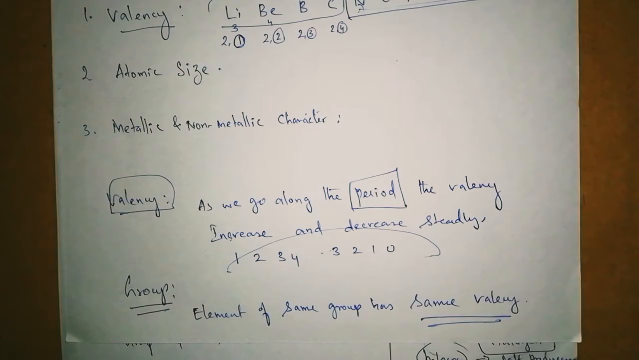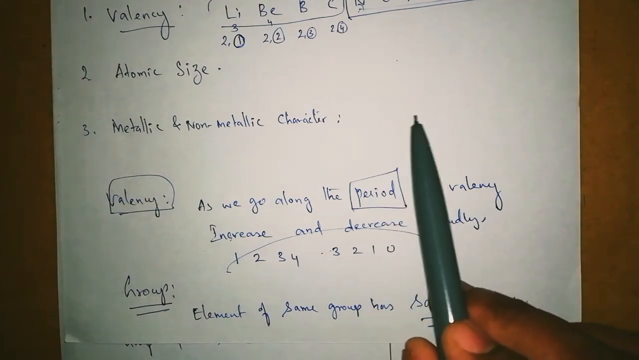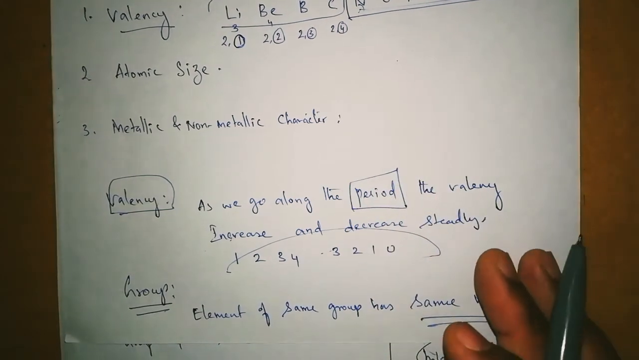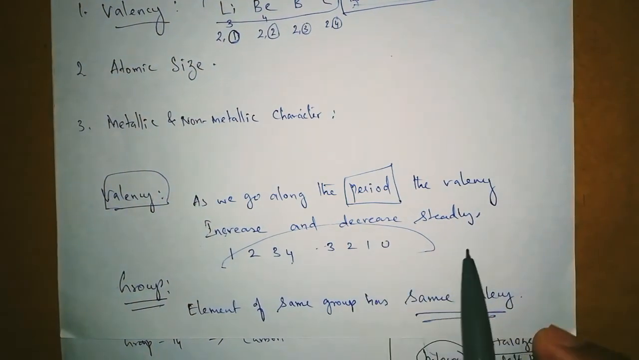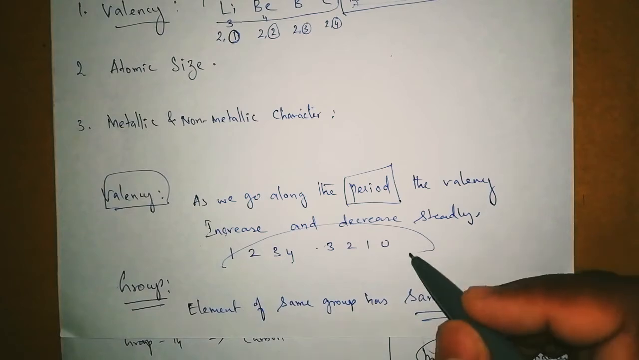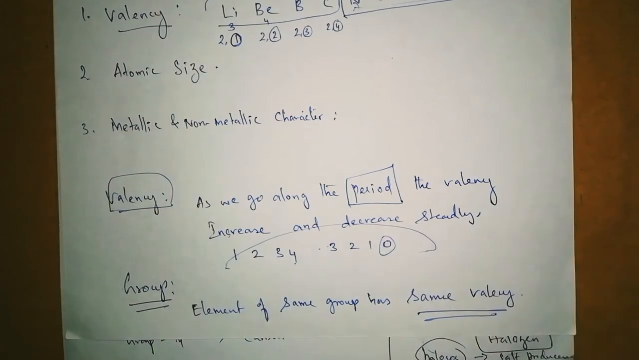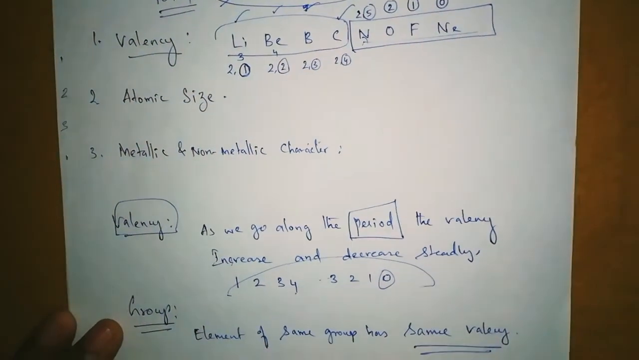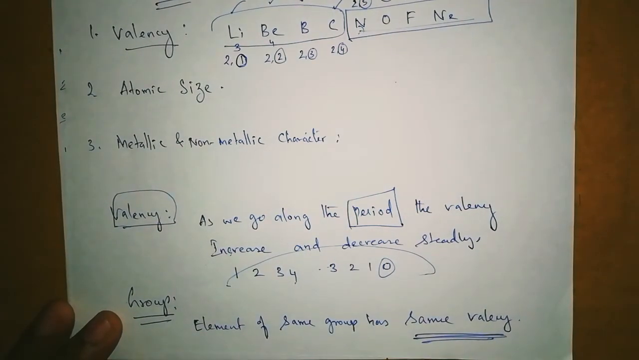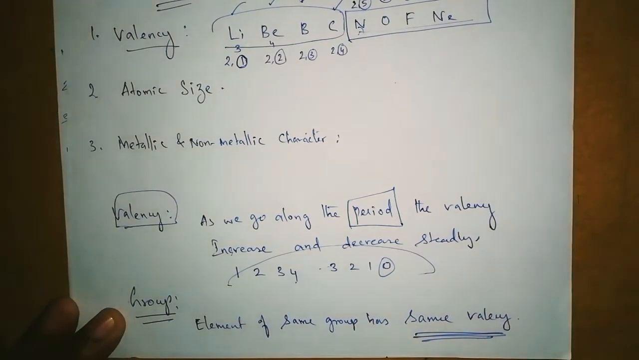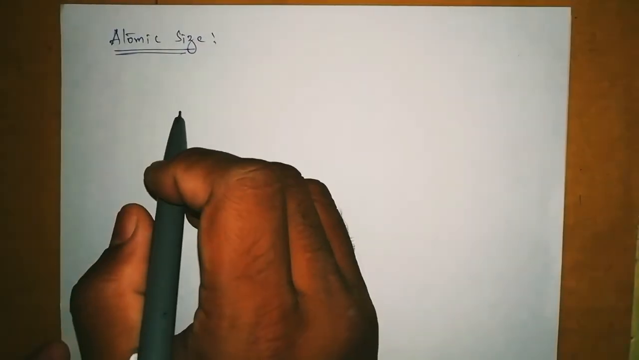Clear? So what did we learn from valency? As we go along the period, the valency may increase and then decrease steadily. How much will it increase? It increases up to 4 and then decreases steadily to 3, 2, 1 and finally ends with 0. And who has 0? Because noble gases have valency 0. And what about the group? All the elements in the group have the same valency. You cannot see any different valencies. Clear, students? The next topic we're going to learn is atomic size.